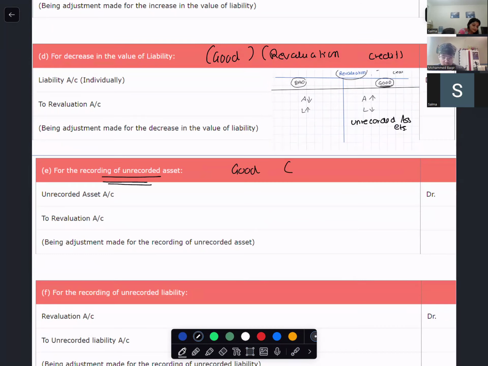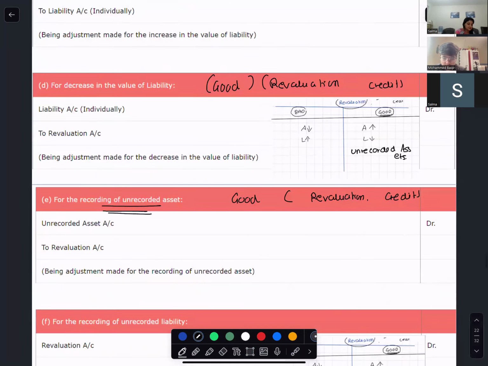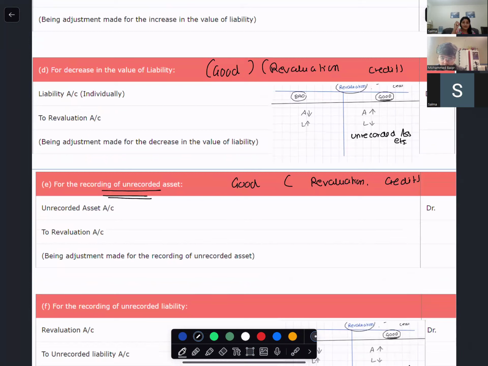So if this is a good thing, is revaluation debit or credit? Revaluation credit. Unrecorded assets will be debited. If it is a good thing, revaluation credit. If it is a bad thing, revaluation debit.